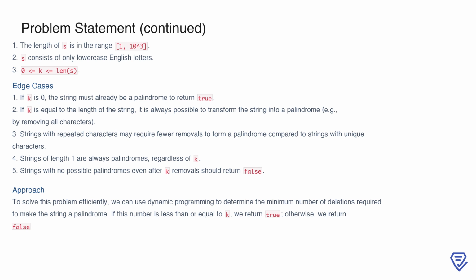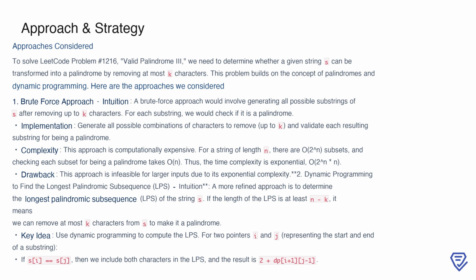To solve this problem efficiently, we can use dynamic programming to find the minimum number of deletions required to make the string a palindrome. If this number is less than or equal to k, we return true, otherwise, we return false. To solve problem number 1216, Valid Palindrome III, the goal is to determine if a string can be transformed into a palindrome by removing at most k characters.